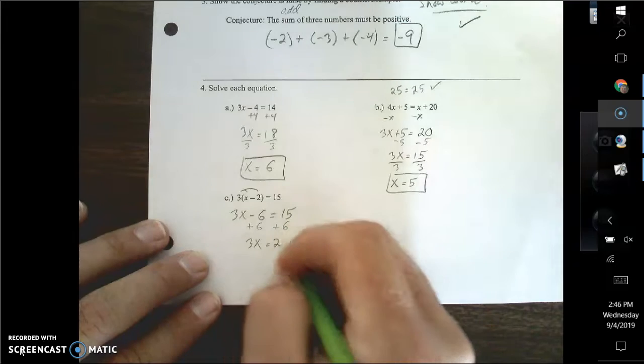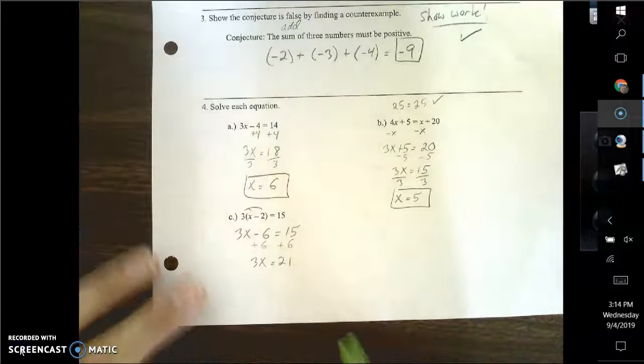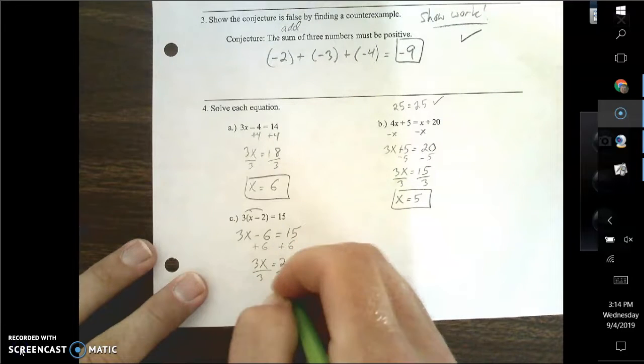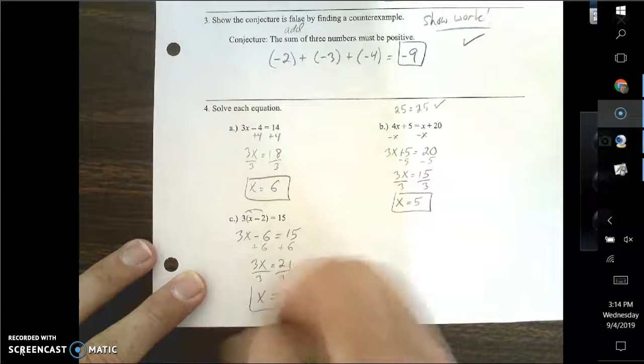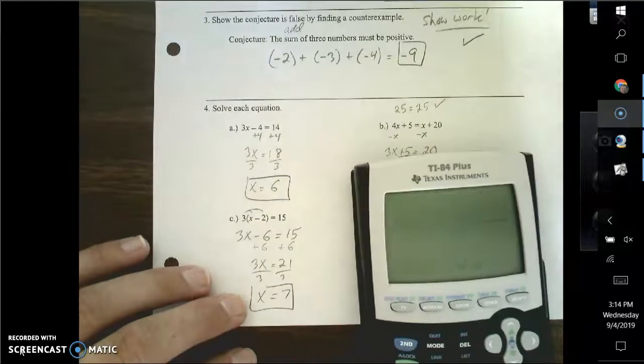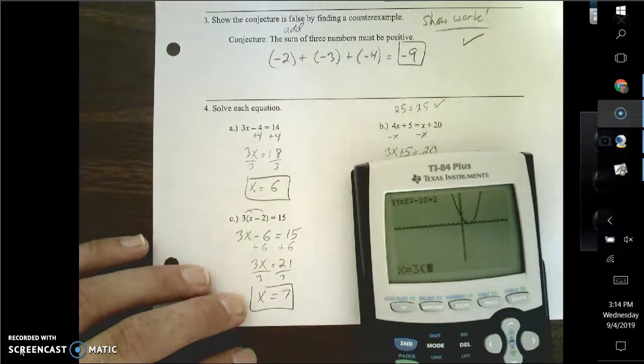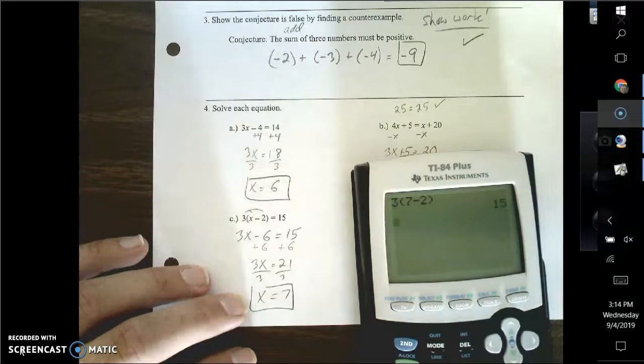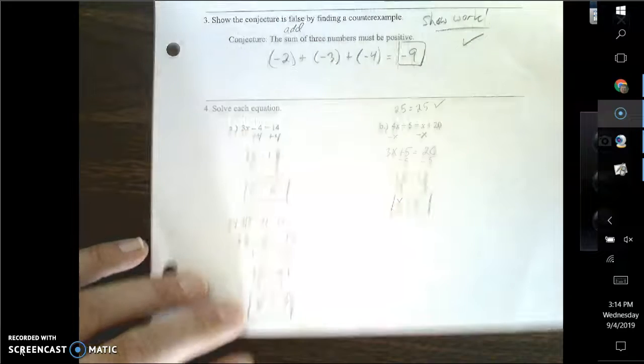3x equals 21. Okay, guys, so just divide by 3. x equals 7. All set. If you want to double check yourself, 3 parentheses, 7 minus 2, close parentheses, equals 15. We're good.